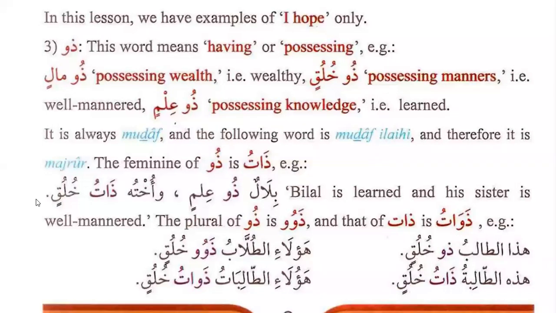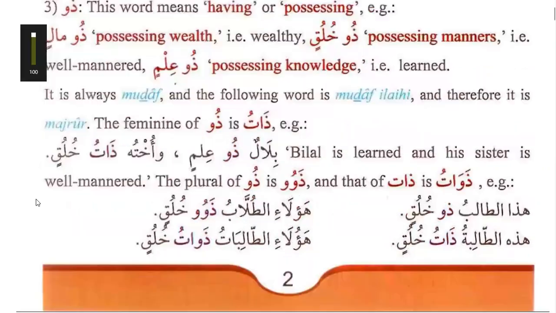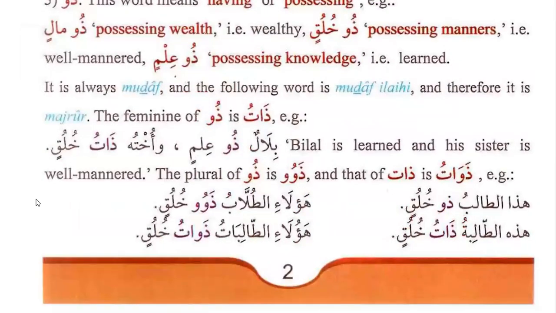The feminine of dhu is dhatu. Example: Bilalun dhu ilmin wa ukhtuhu dhatu khulqin. Bilal is learned and his sister is well mannered. The plural of dhu is dhawu, and that of dhatu is dhawatu.